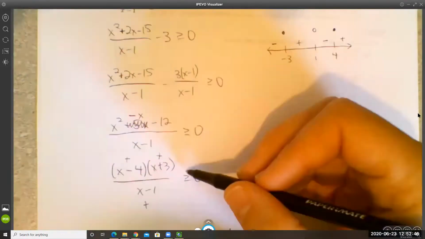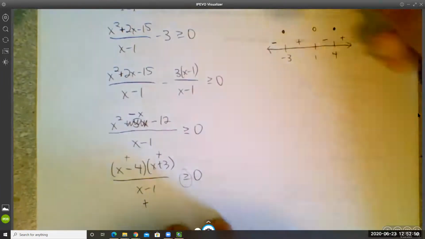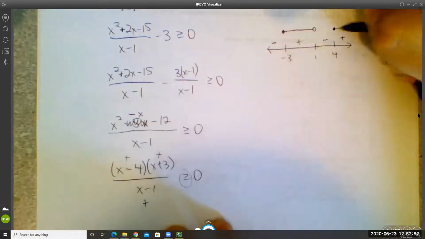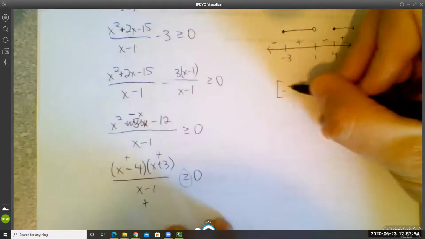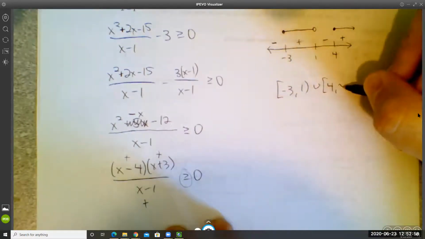Now, I'm looking for where this thing is bigger than or equal to 0. In other words, I'm looking for where it's positive. That happens here and here. So my solution set looks like -3 to 1, union 4 to infinity.